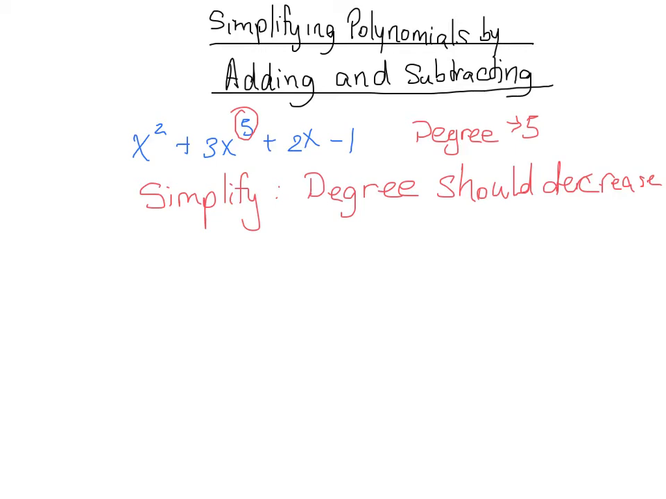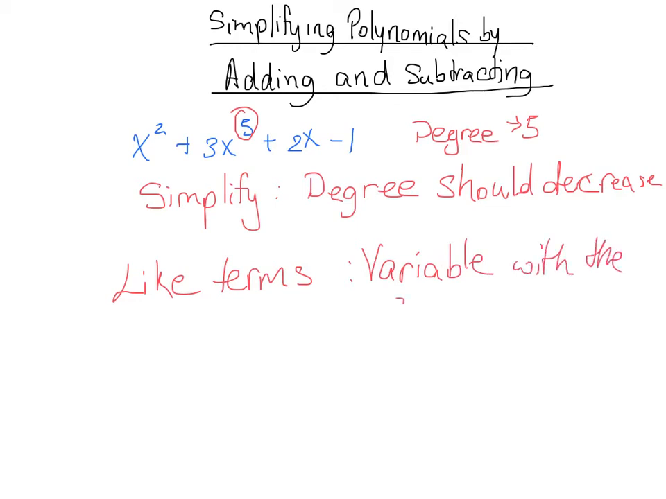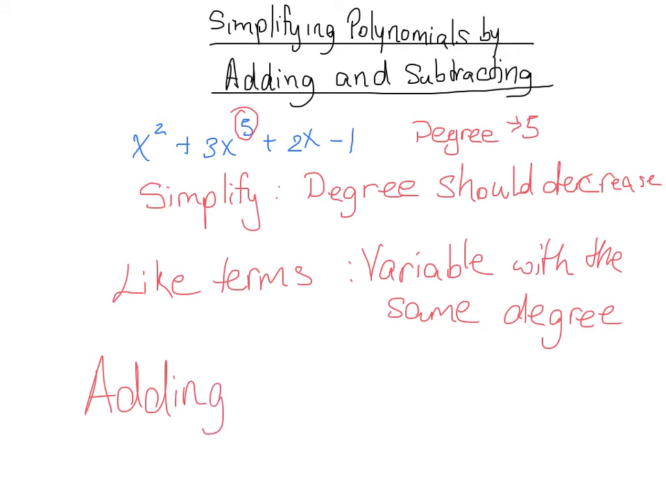Something else that you should know: like terms. What are like terms? Let's actually write this down. Like terms are variables with the same degree. And why is this important? It's super important to remember that you can only add and subtract things that are like terms. So adding and subtracting is only allowed with like terms.